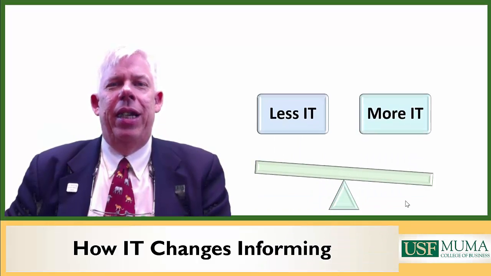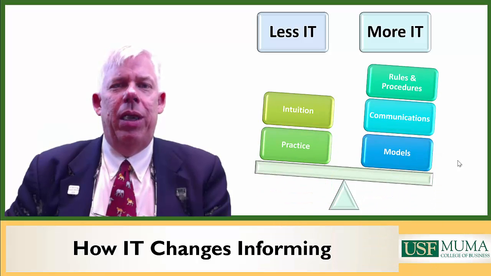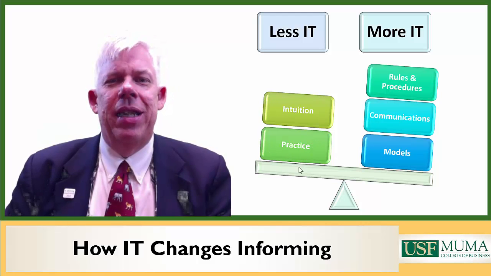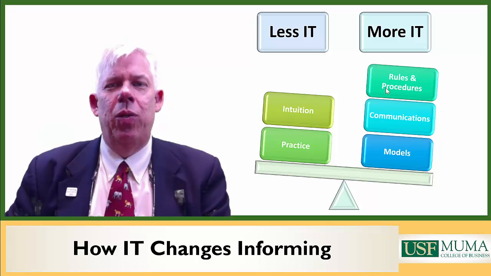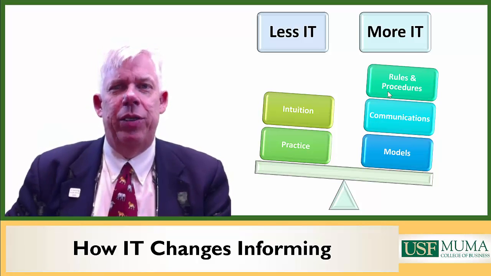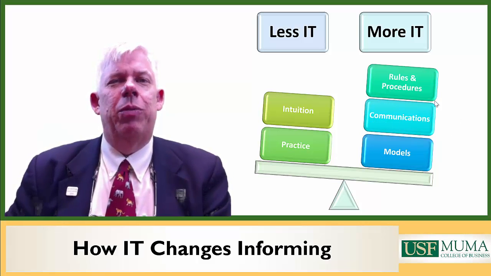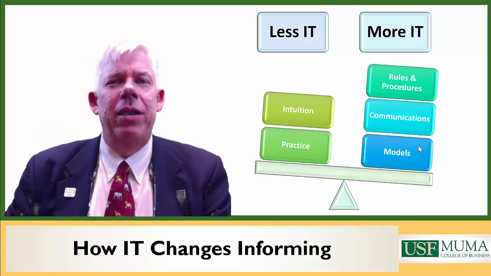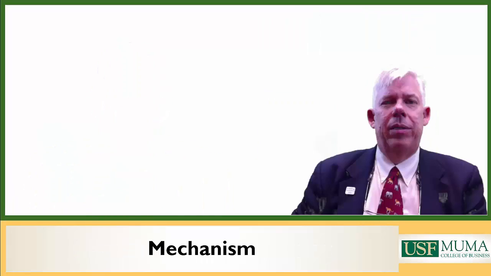So let's begin by thinking about how IT might change an informing system or change the balance. Now, if you have less IT in a system, you're going to have to rely more heavily on things like intuition and practice, these key things that are a part of expertise. As the amount of IT increases, you are going to tend to rely more heavily on rules and procedures, because those are the types of things you can code in an IT system. You can effectively manage much more communications. In a real sense, that's what the internet does for you. And you're also going to tend to be more dependent on models of how the world works.